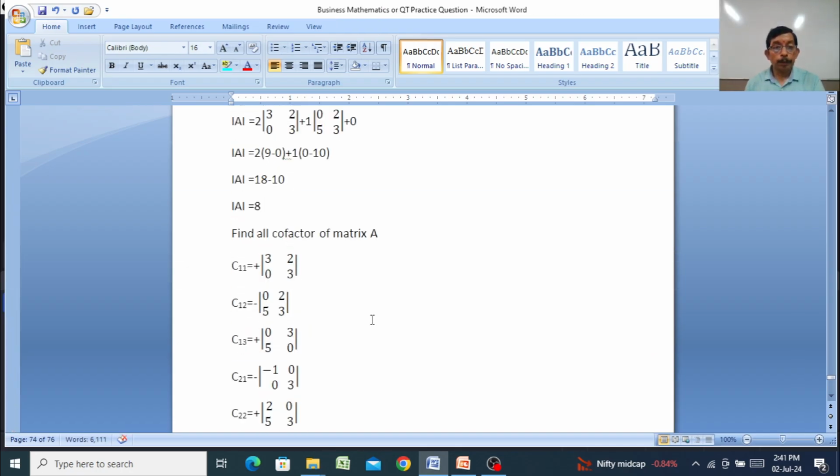Is it clear, everyone? Now simplify. The value of a 2 by 2 order determinant is the difference of the cross multiplication of the elements. 3 times 3 is 9, minus 2, is equal to 7. This is the value of C11. Now C12, taking the sign of minus.